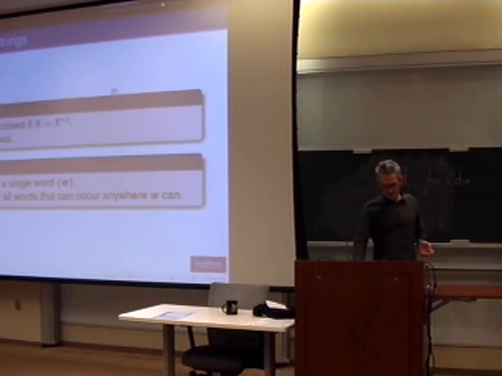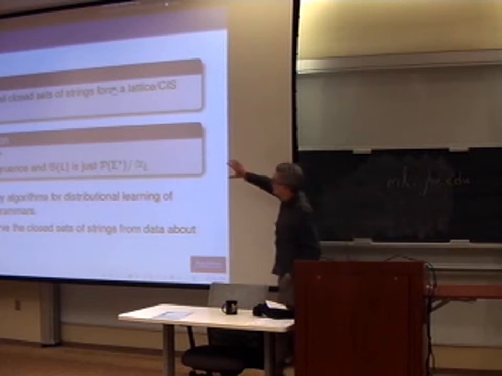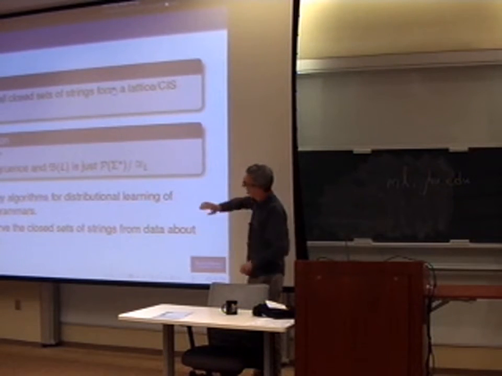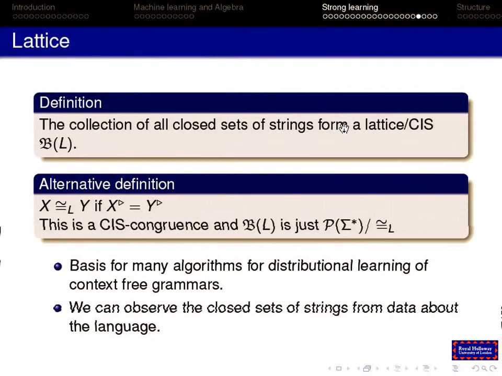Okay? Actually, I'm going to skip this. Now, I'm going to skip over a little bit of material here, but one way of defining this structure is saying that we define a congruence here, where we say that 2 sets of strings are equivalent if they can occur in the same set of contexts, right? And this is a congruence of the semi-ring, and this lattice is just the quotient of this by this congruence.